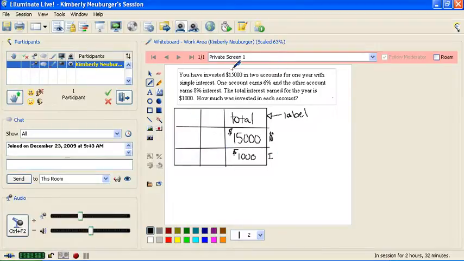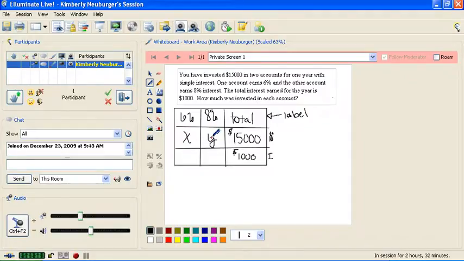Now, what do we do with the other two columns here? Well, we have two different accounts, so let's label one column for one account, which was a 6% account, and the other column for the other account, which was an 8% account. Now we know what each of those columns is going to represent. Now, for this row here, since this is money, we don't know how much money is in the 6% account, so we're going to give it a letter. Let's call it X. We also don't know how much money is in the 8% account, so let's give it a different letter. Let's call it Y.